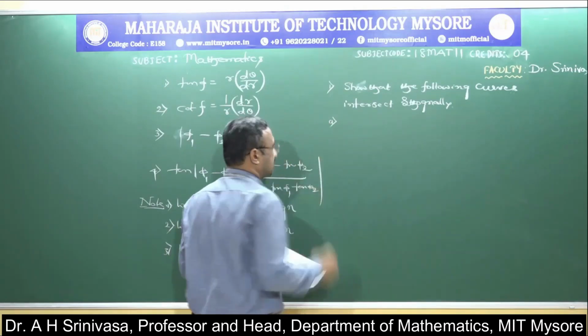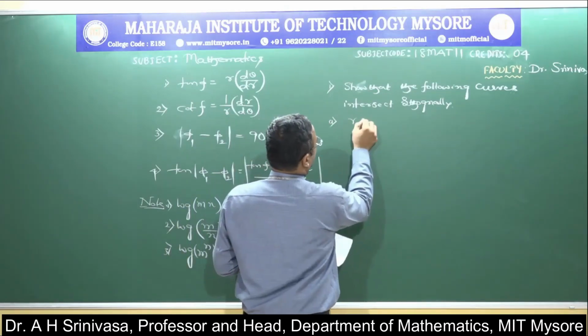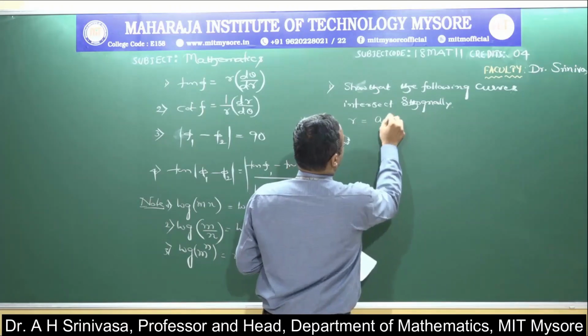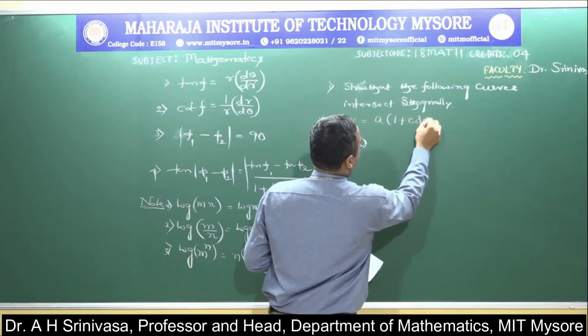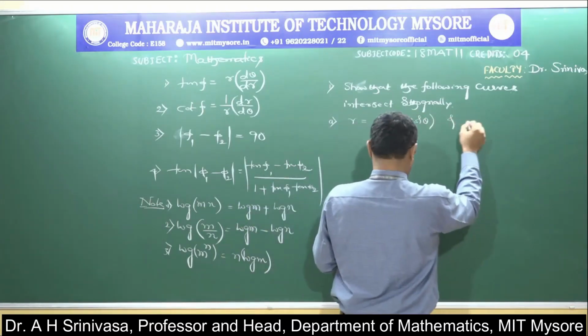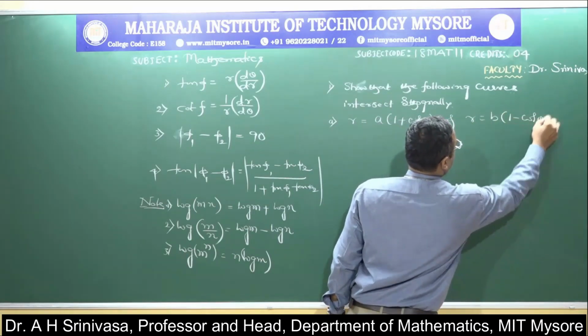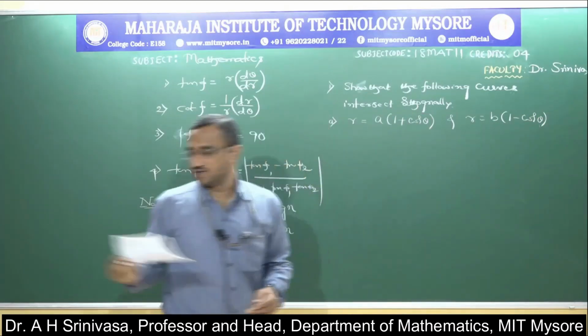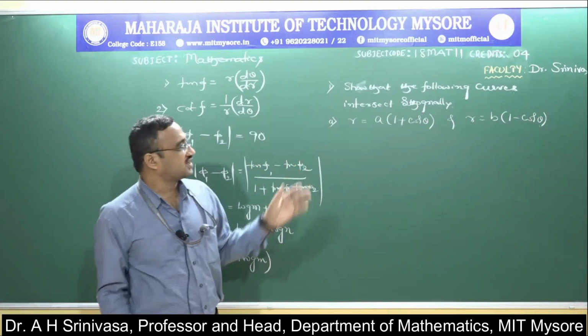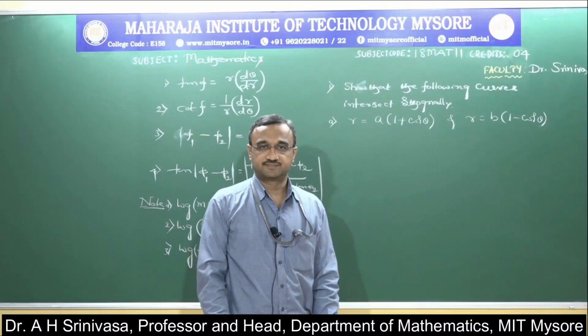So apart from this, I am going to the first problem. It is r equal to a times (1 plus cos theta) and r equal to b times (1 minus cos theta). This is the problem they gave. They asked you to show that these two curves intersect orthogonally.